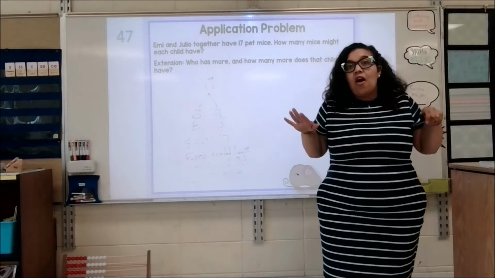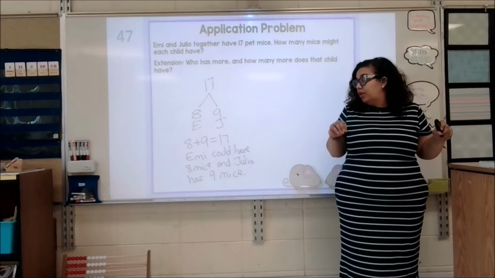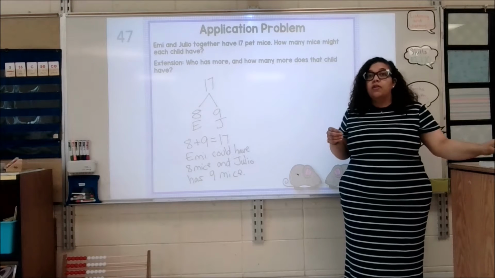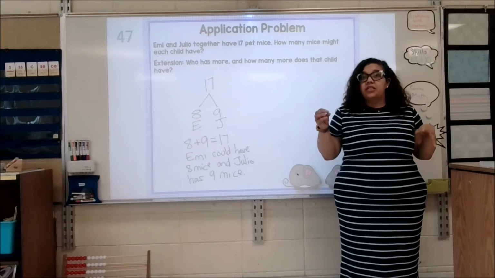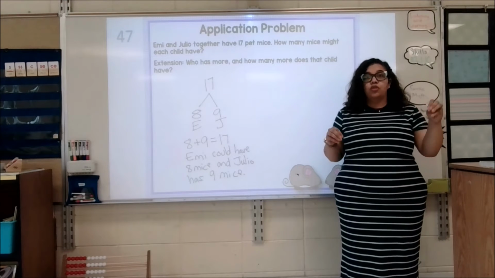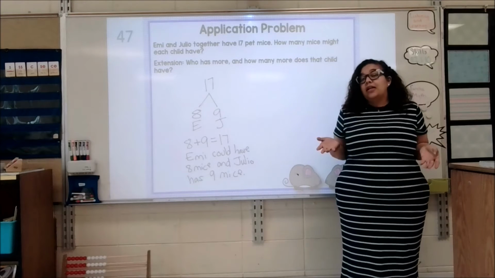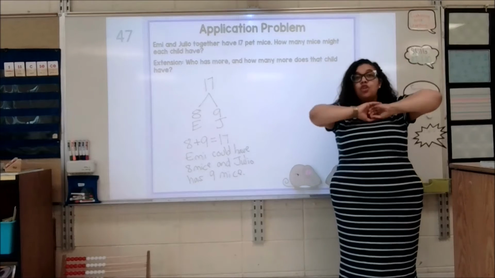Okay, so this is how I chose to split them. Kind of about even. I gave Emmy 8 and Julio 9. That's an option. We could have also done 10 and 7. I think a lot of you probably did that. 16 and 1, 15 and 2, 14 and 3. Yeah, keep moving one over. And so as long as each of them has some mice and the whole is 17, you are good.